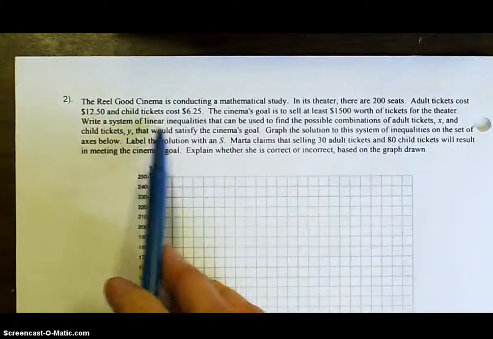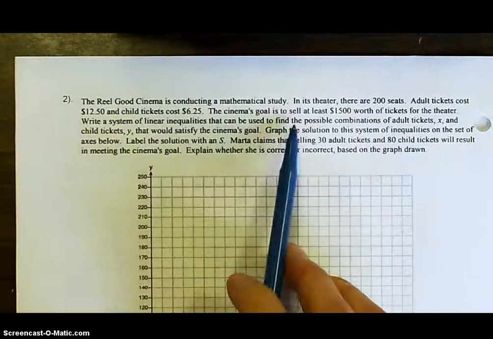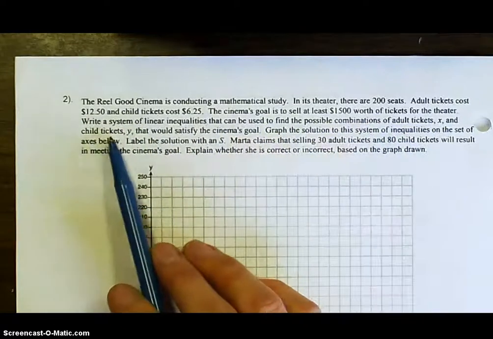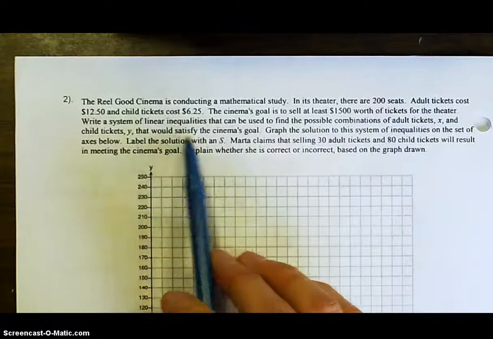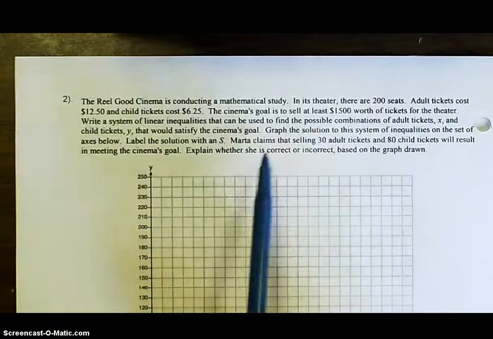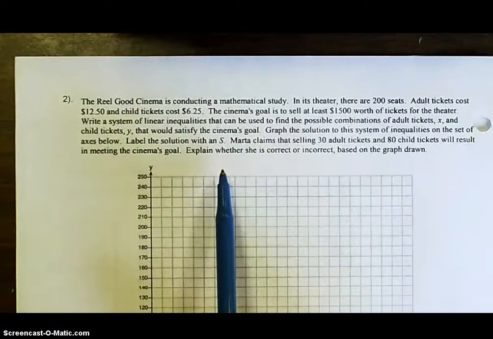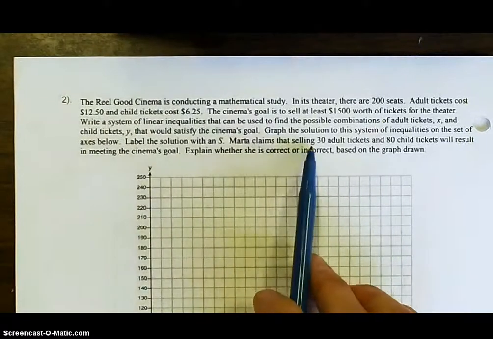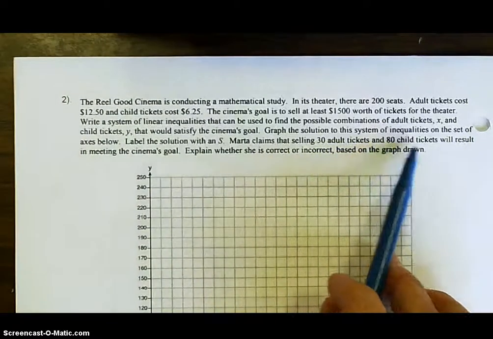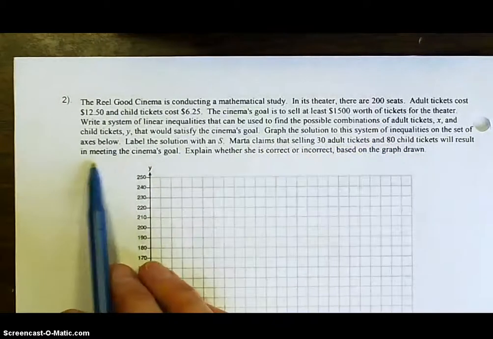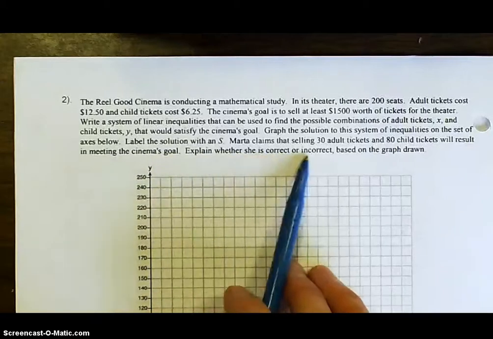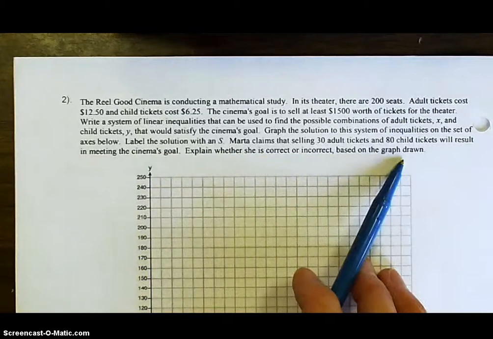Write a system of linear inequalities that could be used to find possible combinations of adult tickets X and child tickets Y that would satisfy the cinema's goal. Graph the solution to this system of inequalities on the axes below and label with an S. Marta claims that selling 30 adult tickets and 80 child tickets will result in the meeting of the cinema's goal. Explain whether she is correct or incorrect based on the graph.